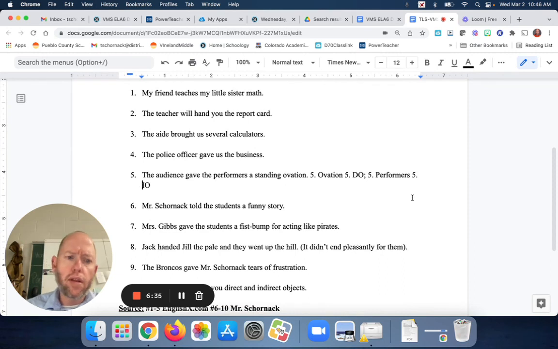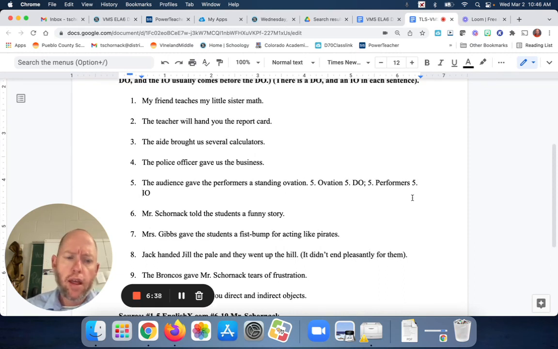So this is a 20-point assignment, half point for knowing the direct object word, half point for knowing the indirect object word, and half a point for saying which one is the direct and the indirect object.